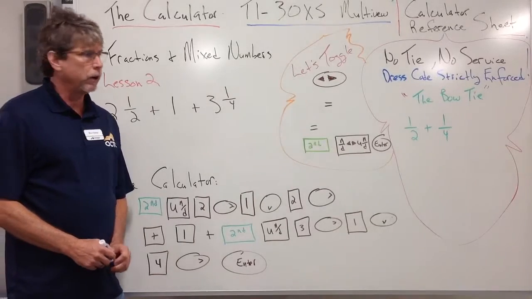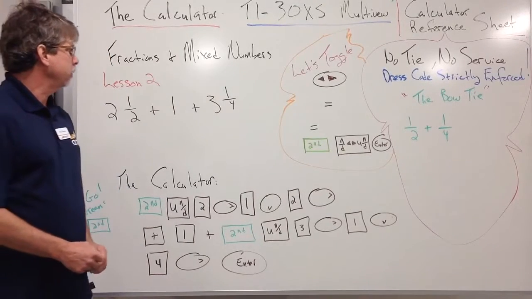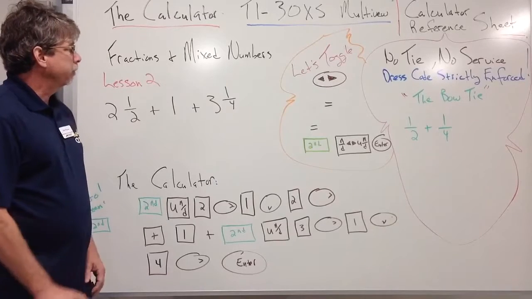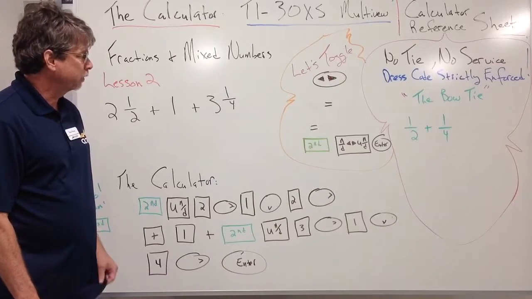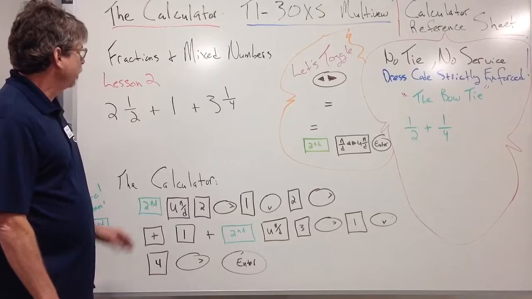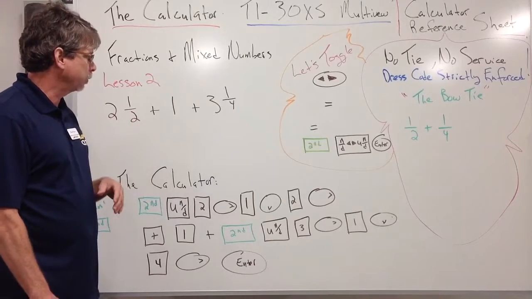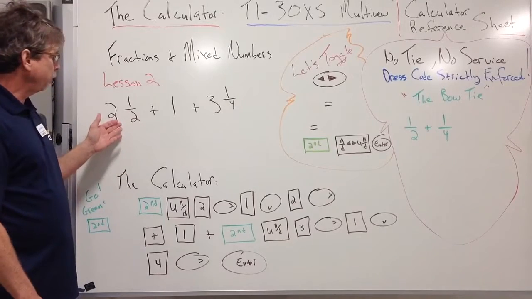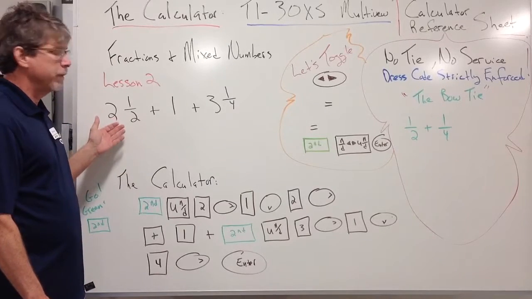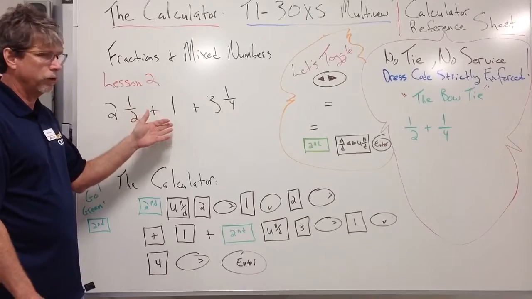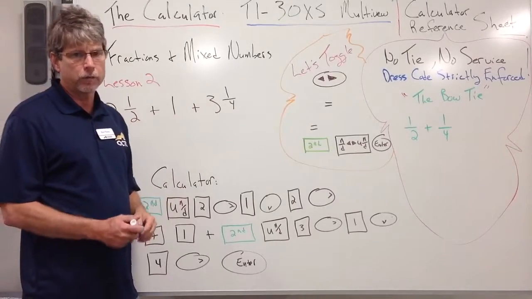So this is lesson 2 on fractions and mixed numbers. A lot going on in this. What we want to look at to start with is an example like 2 1/2 plus 1 plus 3 1/4. 2 1/2 is considered a mixed number. 1 is just a whole number. 3 1/4 is a mixed number.